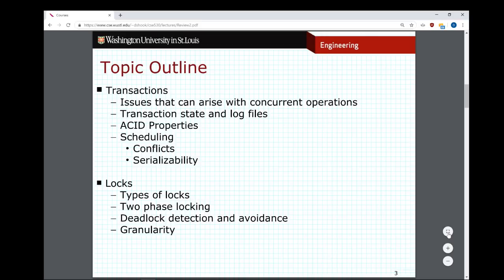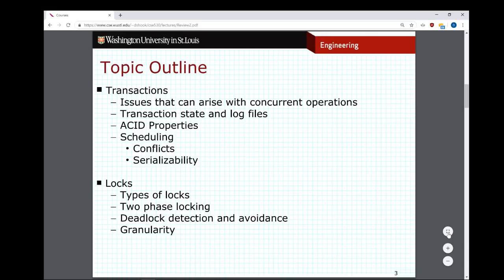serializable or not. But we also talked about in class how we actually don't do that in practice. We don't actually go through the process of creating the graph and mapping the conflicts out. Rather, we use another technique to ensure that the schedules being generated are conflict serializable, and that mechanism is locking. So we talked about a few different types of locks. The ones that are used most in practice are read locks and write locks.